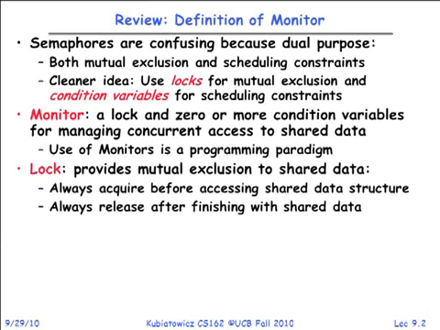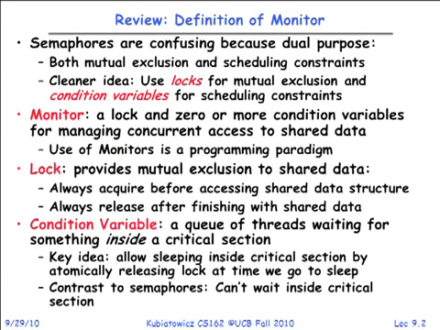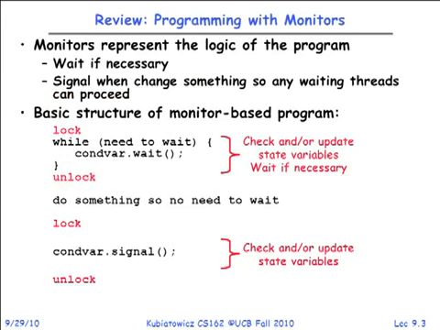So the lock gives us mutual exclusion to the shared data. You always acquire the lock before you touch the shared data, and you release it afterwards. The condition variable is a queue of threads sleeping inside the lock. I made a big comparison between that and semaphores, where you definitely do not want to go to sleep while holding a lock with a semaphore. That's actually what you're supposed to do with a monitor. You're supposed to go to sleep on a condition variable inside the lock.